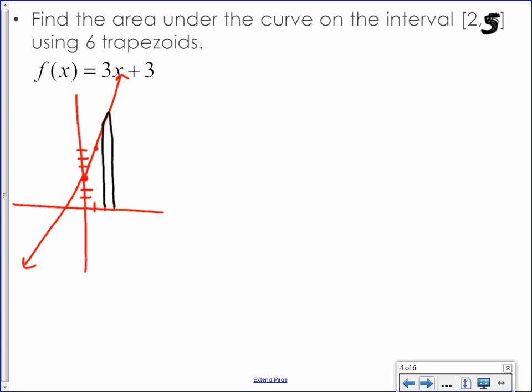Okay, so what is the height of all of our trapezoids? A half. Yeah. Okay. If we take B minus A and divide it by 6 trapezoids, the height of each of our trapezoids is 1/2. Right?